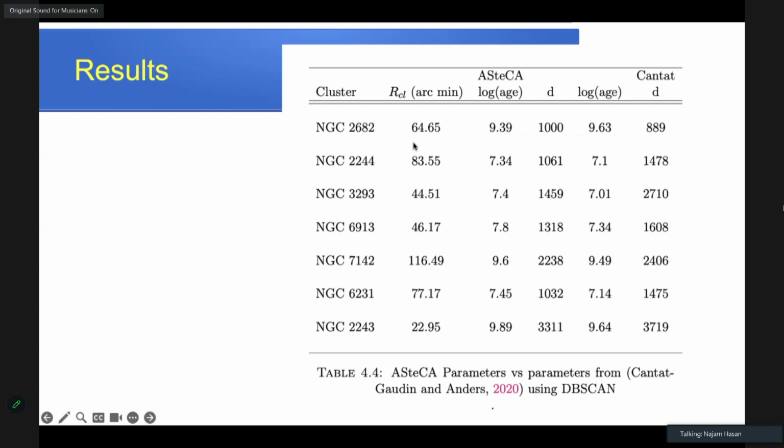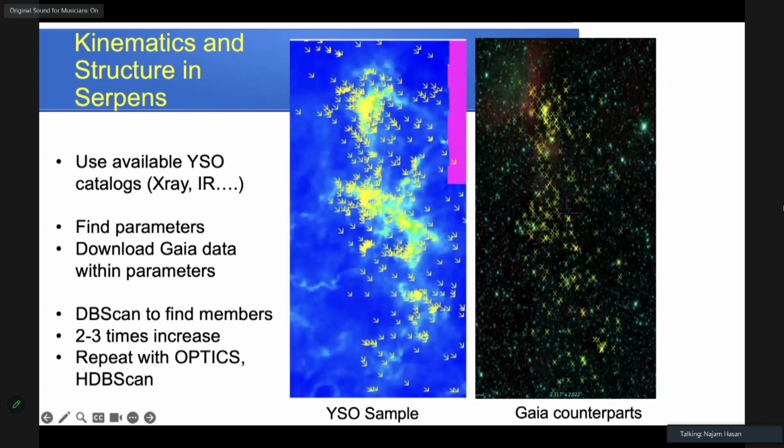For these 9 clusters, we could get the ages. The age ASteCA gives is 9.38, while the reported age is 9.63. NGC 2244 is 7.3 to 7.1. So most of the ages and the distances are pretty much in agreement with the parameters derived by Cantat-Gaudin. We were essentially interested in seeing which algorithm works best, and we realized that when the field stars are much more, then DBSCAN works much better.